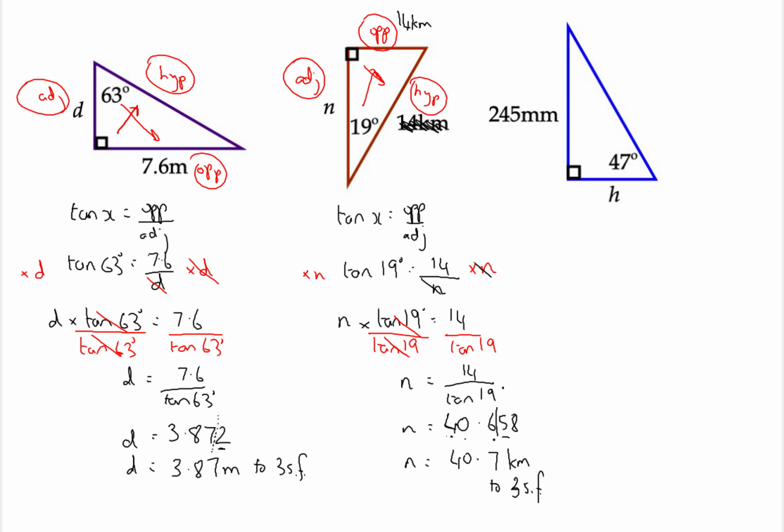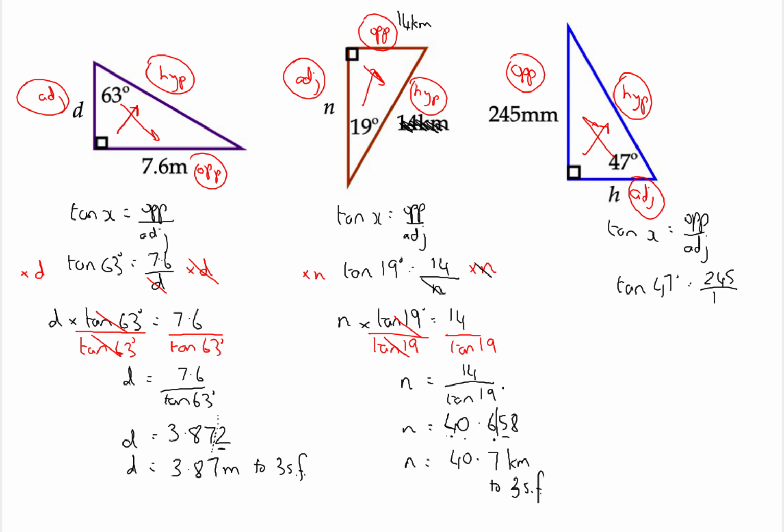And the last one is hypotenuse, opposite, and where's the other one? Adjacent. Write it out. Tan x equals opposite over adjacent. Substitute in tan 47 degrees is equal to 245 divided by h.